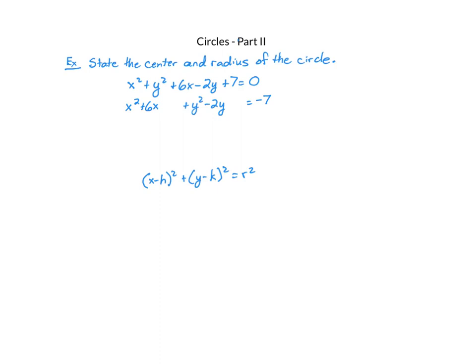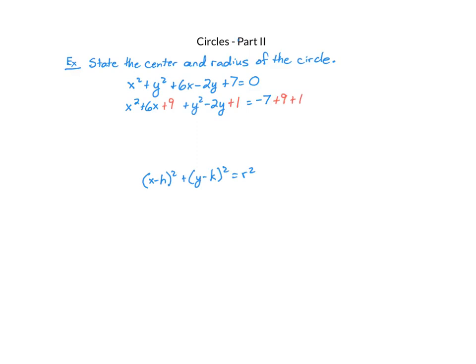Now let's figure out what numbers do complete the square. I look at this coefficient right here. Half of 6 is 3. 3 squared is 9. So 9 is the number that completes the square. So I'm going to add 9. But if I add 9 to the left-hand side, I need to make sure I add it to the right-hand side. Now let's look at this coefficient. Half of negative 2 is negative 1. Negative 1 squared is 1. So I need to add 1 to both sides to complete the square.